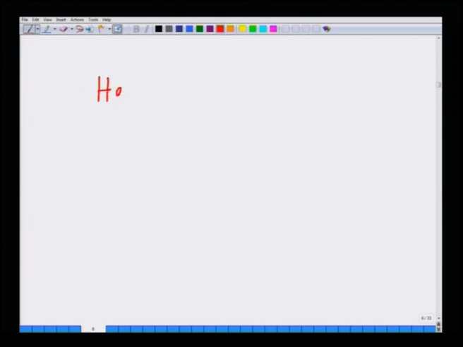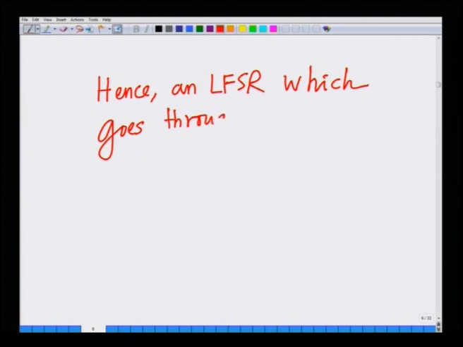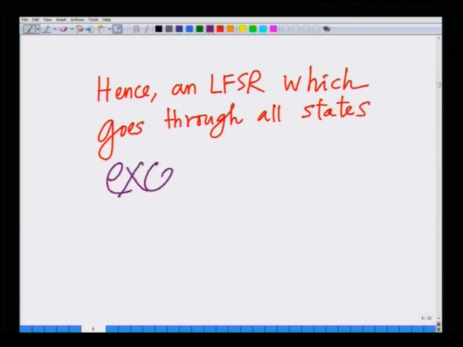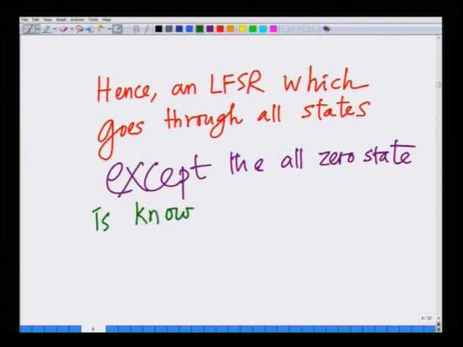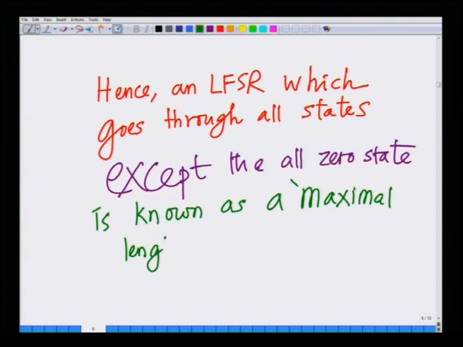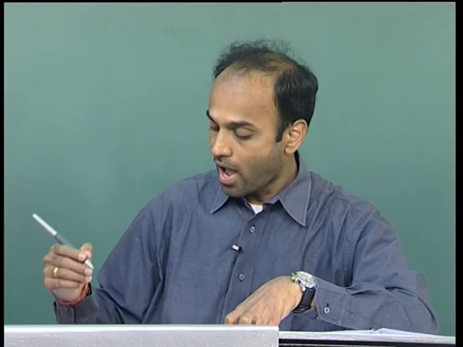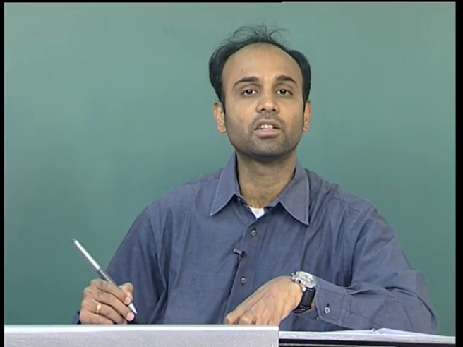Hence, an LFSR which goes through all states except the all 0 state is known as a maximal length LFSR, a maximal length linear feedback shift register, and the sequence that is generated by this maximal length linear feedback shift register is known as a maximal length sequence.